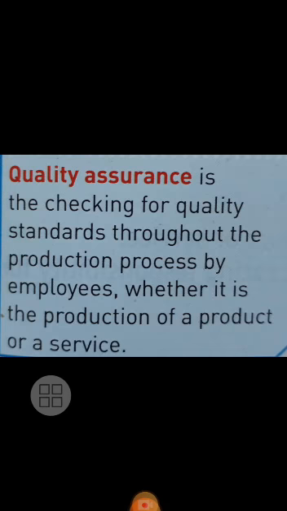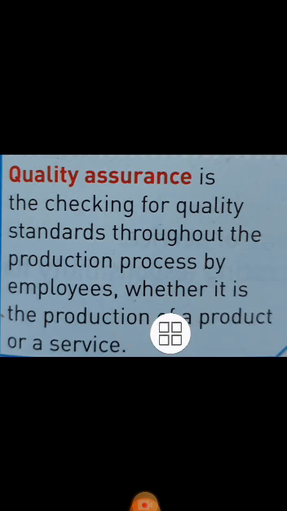Okay, the next method is quality assurance. So, few firms use quality assurance. It is the checking for quality standards throughout the production process by employees, whether it is the production of a process, product, or a service. So, quality assurance is the checking for quality standards throughout the production process by employees.